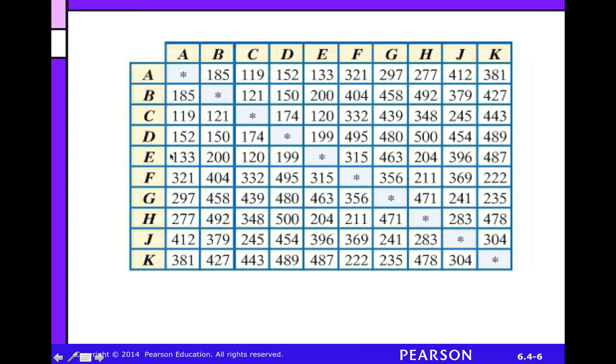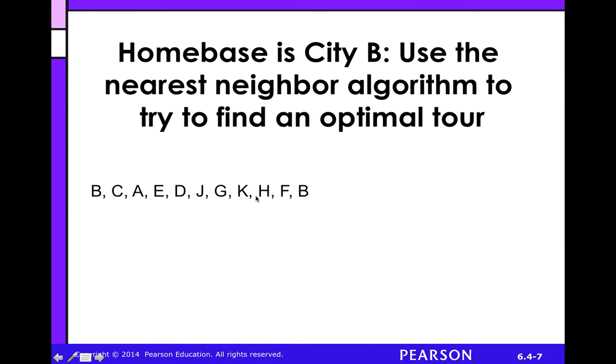Okay, now you're at E. Well, you can't go back to A, B, or C. So where should you go? It looks like you have to go to D. Once you're at D, where should you go? Well, you can't go back to A, B, C, or E. Therefore, your next best option looks like it's J. Okay, etc. And so what you end up with is a path that looks like this.